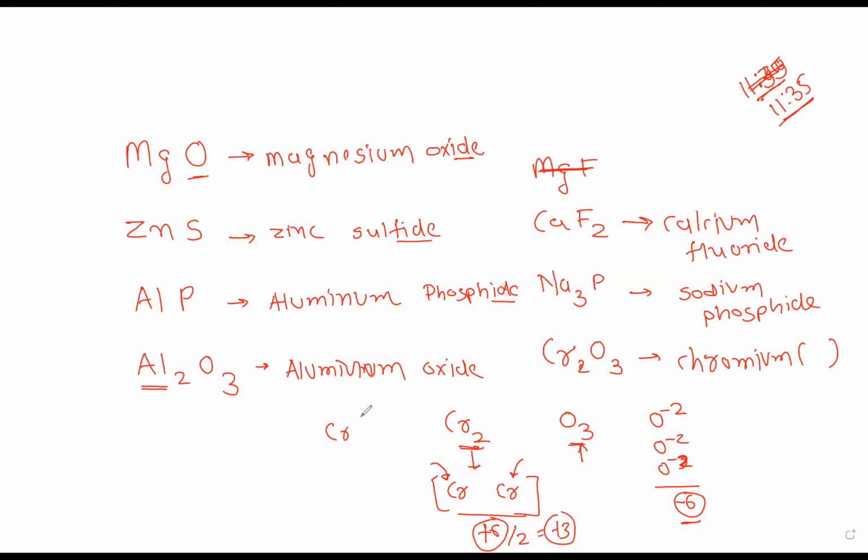If we write this down here, the first chromium is going to carry +3 charge. The second is going to carry +3 charge. So the total positive charge will be +6, and that is going to cancel out this negative charge. So yes, we can say it's going to carry +3 charge, and that's why we write a Roman numeral 3 here. And again, oxygen we just call an oxide. So chromium 3 oxide.